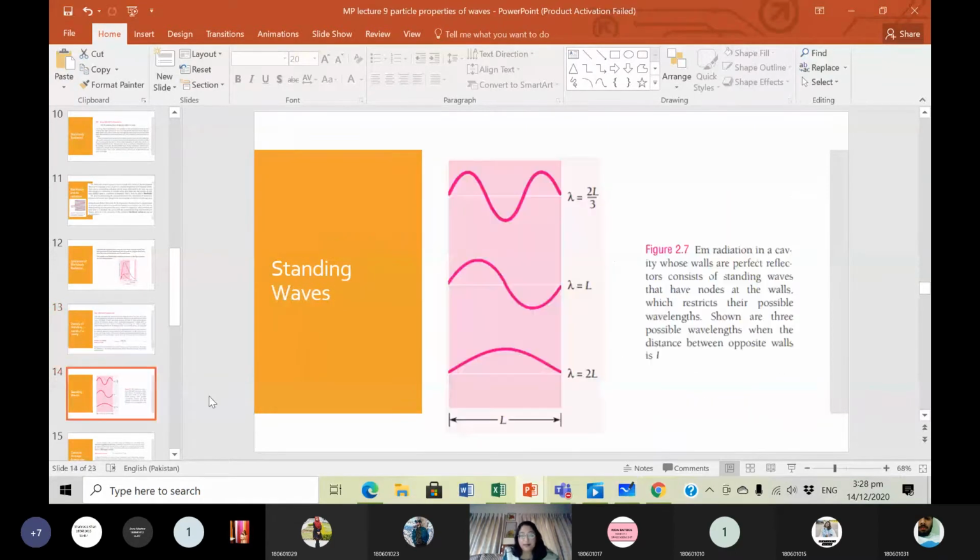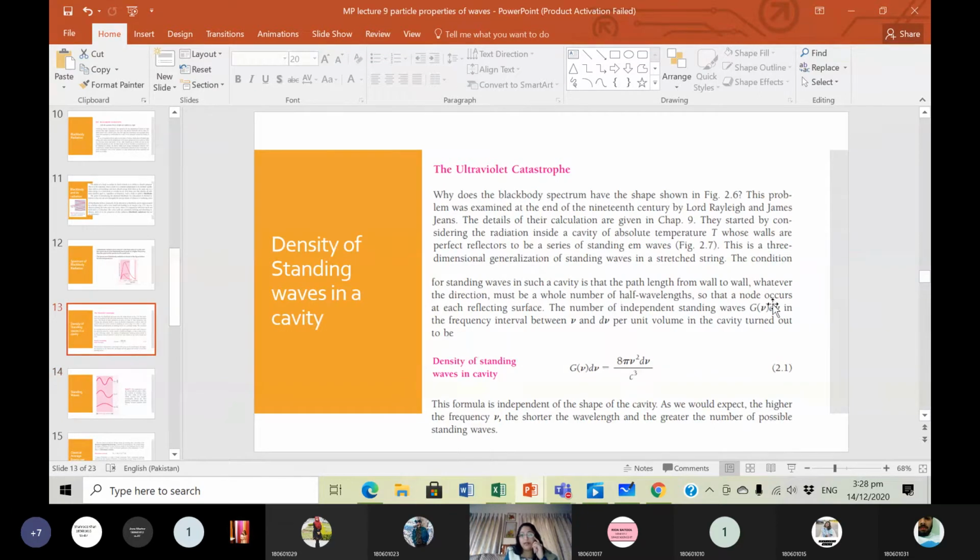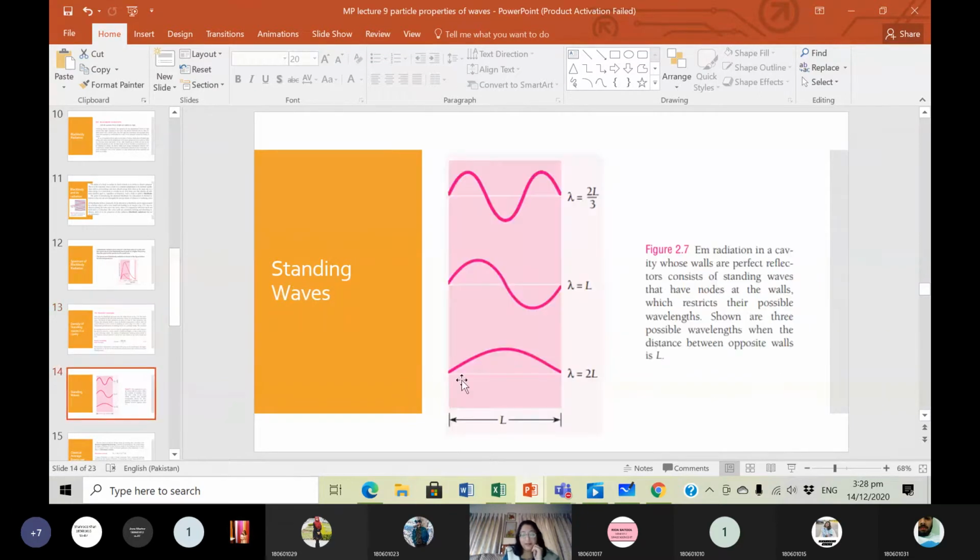Like over here, we're saying that L is equal to lambda by 2. Over here, it's just equal to a whole number of half wavelengths. So this can be considered as 1 times lambda by 2. This can be considered 2 times lambda by 2, where the 2 and 2 will cancel. This will be considered as 3 lambda by 2. So basically, a whole number times lambda over 2 will be equal to L. So our condition for the standing waves is that L will be equal to a whole number, which can be 1, 2, 3, etc., times lambda by 2, a whole number of half wavelengths, so that a node occurs at each reflecting surface, okay? At each reflecting surface, we will get a node.